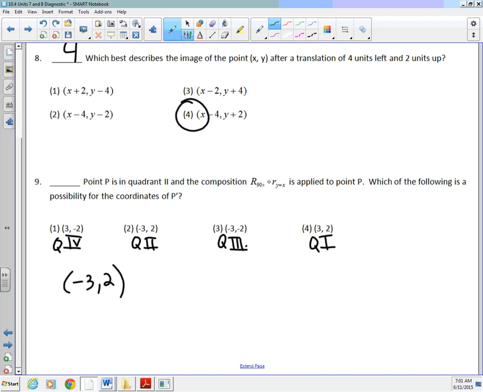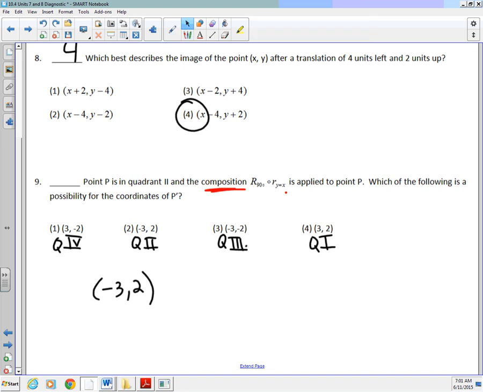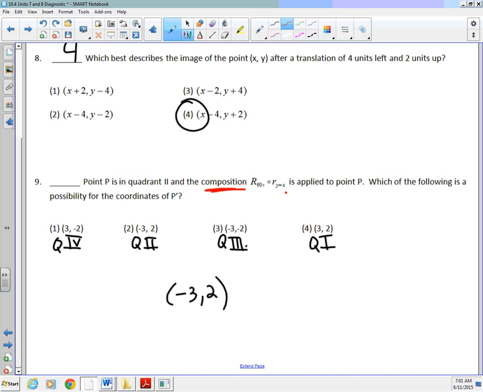Now, be very careful. When I do a composition of transformations, it's like a lunch line. So what's going to happen here is these transformations are hungry, and they're lined up to eat lunch. And the lunch is negative 3, 2. Well, guess who's closest to the lunch? The reflection in the line y equals x. So that's going to go first.